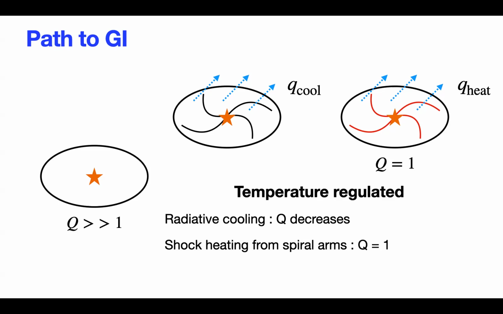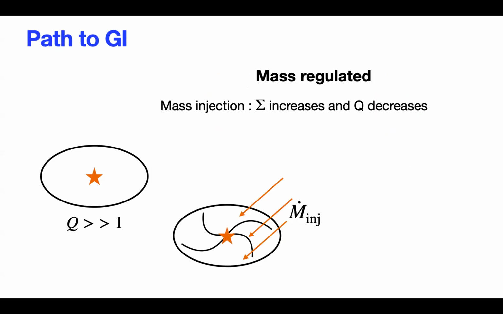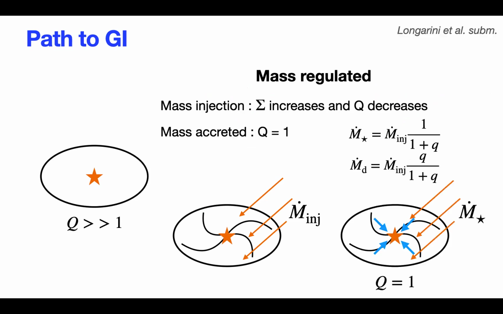A second way, which is actually what I'm mostly interested in this talk, is to trigger gravitational instability by adding mass rather than by modifying the temperature. So the idea is that we have a disk which is receiving mass from the environment with a mass injection rate. And at some point, the mass of the disk is high enough to trigger gravitational instability, so Q equal to 1.